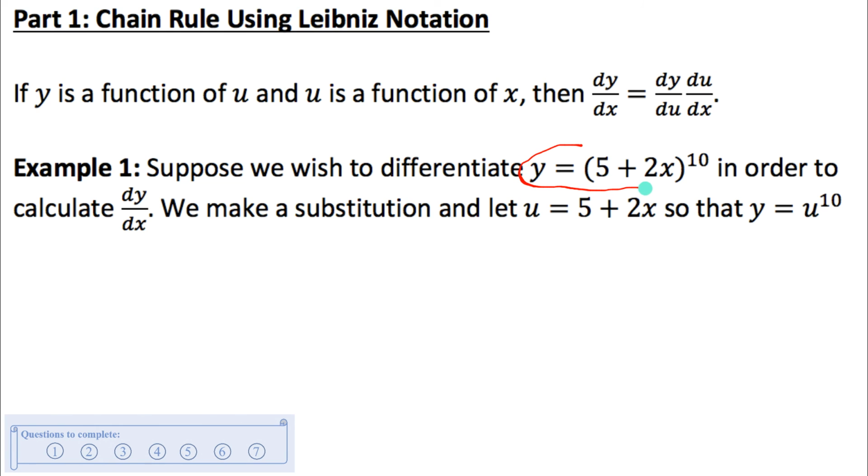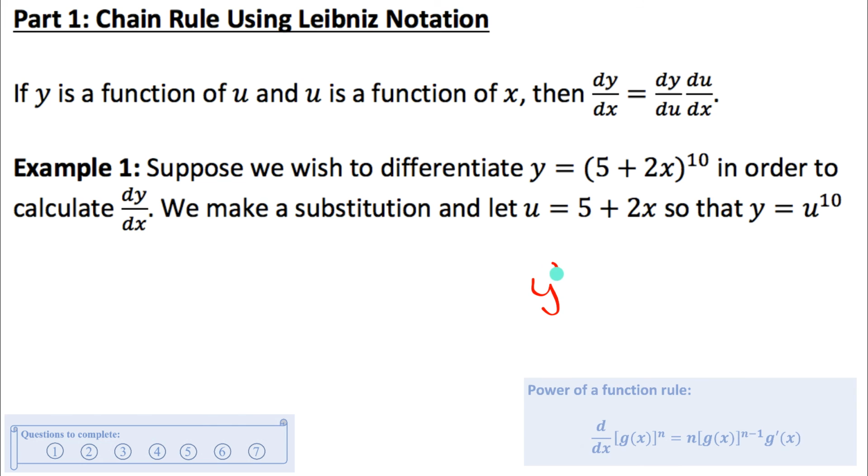So before I take you through this example, notice what the example is asking us to do: differentiate this function. Differentiate y with respect to x. And the function is a power of a function. It's 5 plus 2x to the power of 10. So early in the course, I taught you how to differentiate that using the power of a function rule, which is a special case of the chain rule.